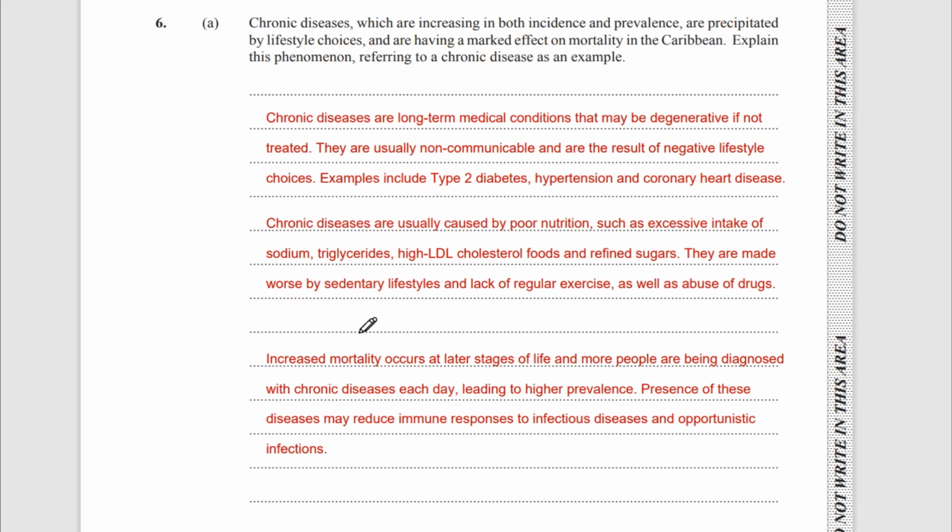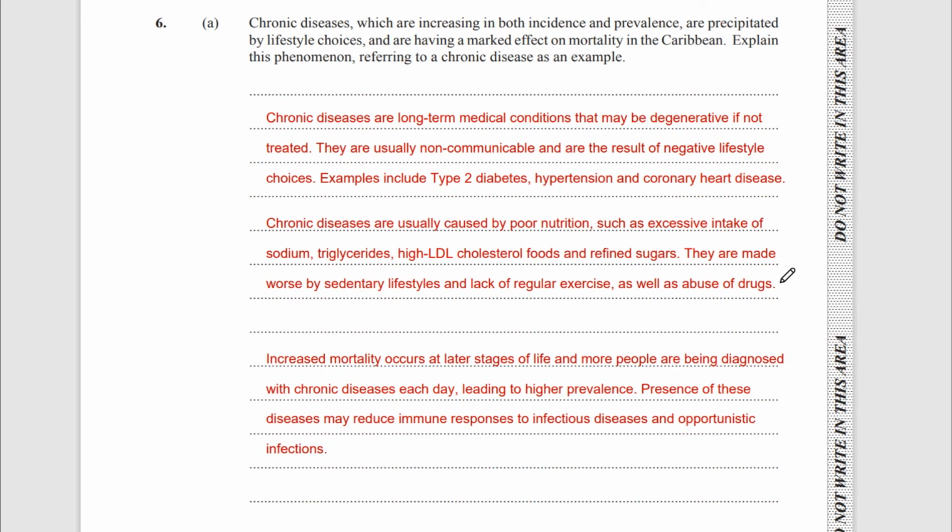And yeah, so we're just linking it back now to mortality. Well, increased mortality occurs at later stages of life, and more people are being diagnosed with chronic diseases each day, which leads to higher prevalence. And this could be due to plenty of things. It could be due to the advent of technology replacing manual labor, just sedentary lifestyles on the whole. You'll get the idea. And the thing is that these diseases usually help facilitate or exacerbate other diseases.